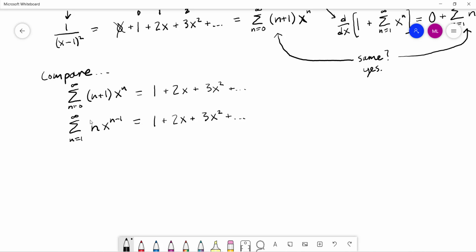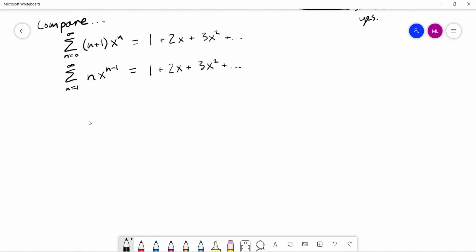Typically on the homework, they will specify start at an index of 0 or something like that. They will tell you where you should be indexing your power series from. Okay, hopefully that makes some sense. Let's try another example, kind of related to this.